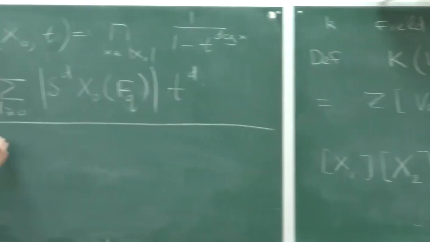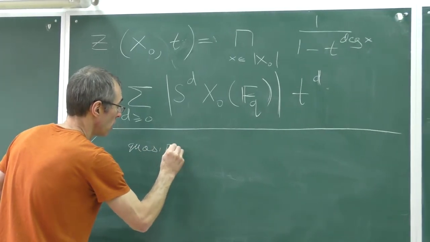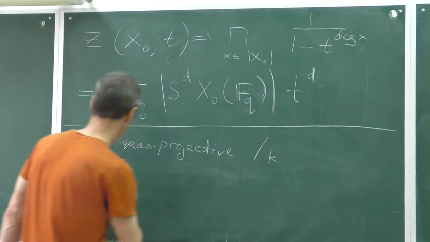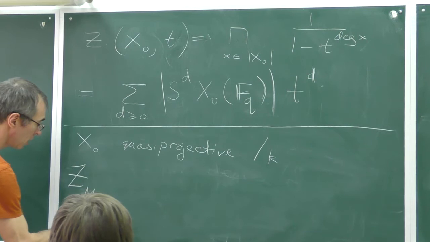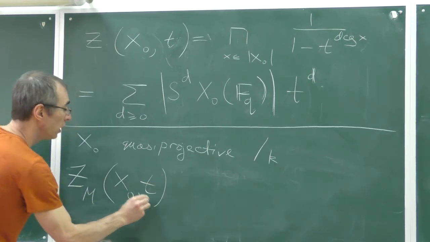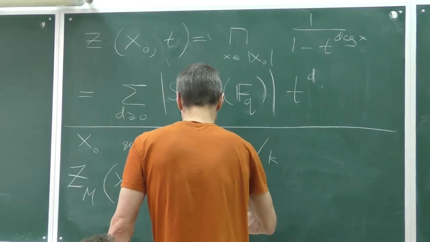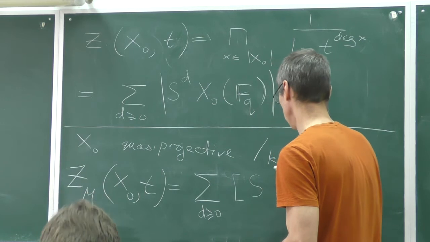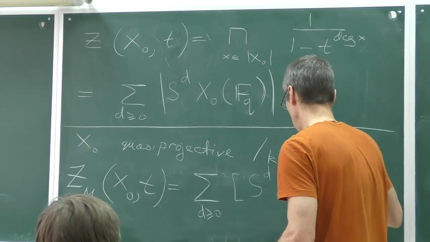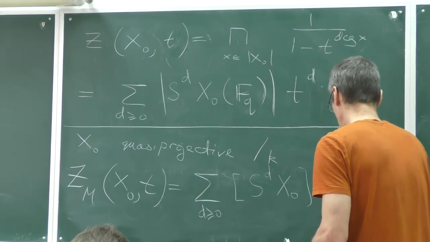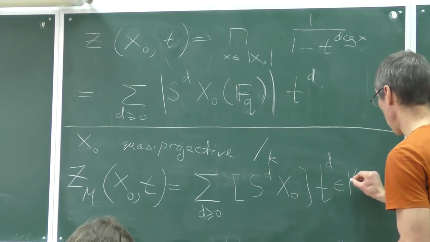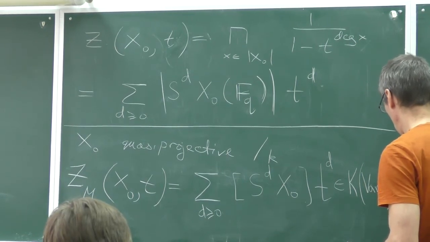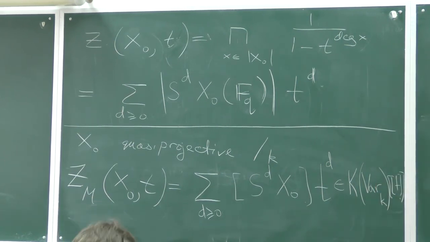So suppose I have any quasi-projective variety X_0 over K, then its motivic zeta function is the following: the sum over all non-negative integers n, where you take the classes of the symmetric powers of X_0 and multiply by t to the n. And you think of this as a formal power series with coefficients in the Grothendieck group of varieties. I hope it makes sense.